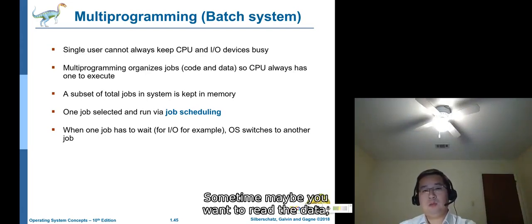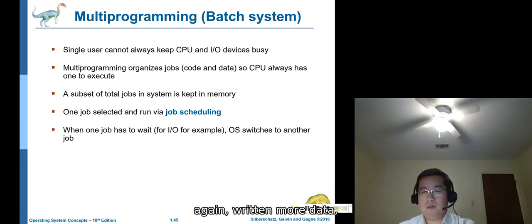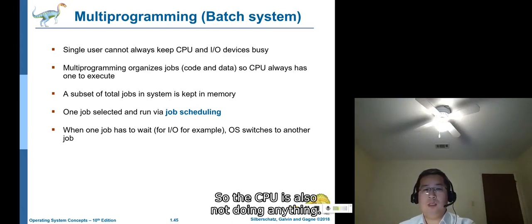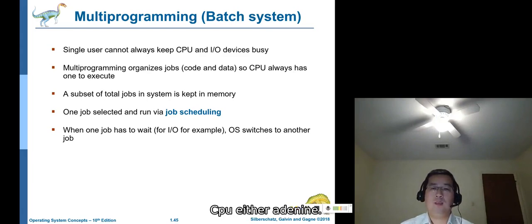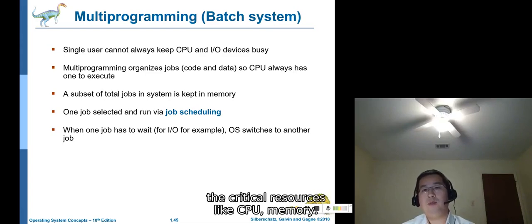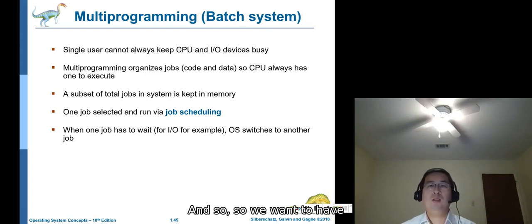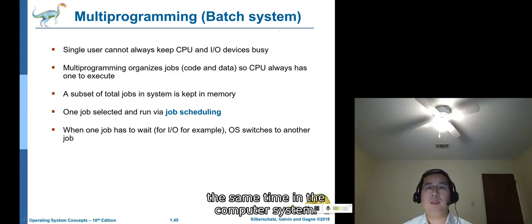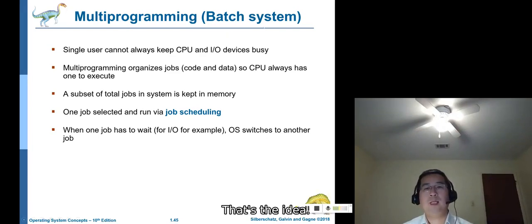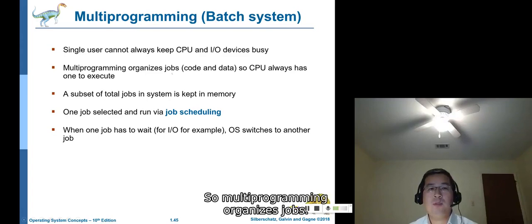Sometimes you want to read more data from disk, so the CPU is also not doing anything. The CPU is idling, so you waste a lot of critical resources like CPU, memory, and so on. So we want to have multiple programs running at the same time in the computer system. That's the idea. Okay. So multi-programming organizes jobs. Jobs contain code and data together. Code is the instructions. Data is the data you want to process.